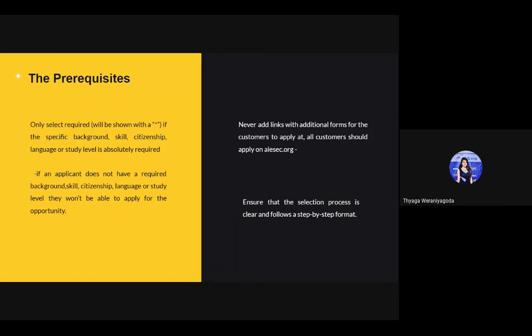Next is never add links with additional forms for the customers to apply at. All customers should apply on isac.org. Now we know most of the companies have their own application form for a job. Even us, if we want to apply to Commercial Bank, and we go to that website, we can see that application form and apply through that. But some companies might want us to put that link into our opportunity. But tell them no. Here, all the EPs have to come through isac.org. That is the global platform, right?